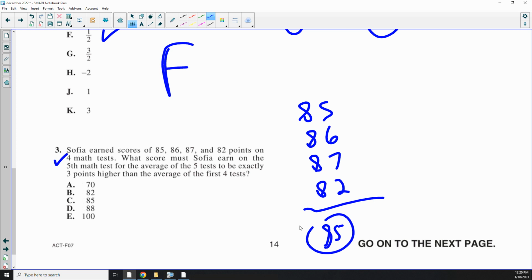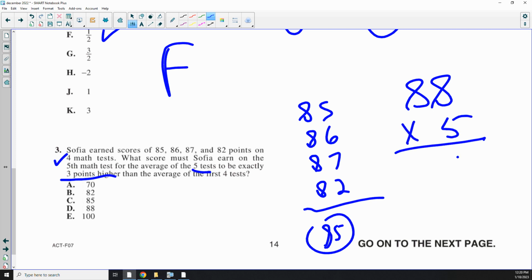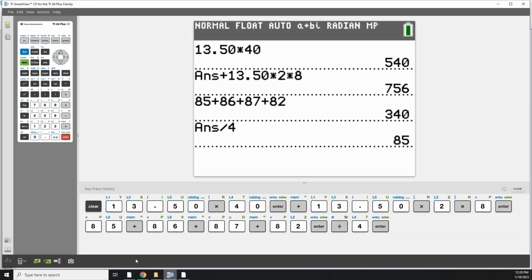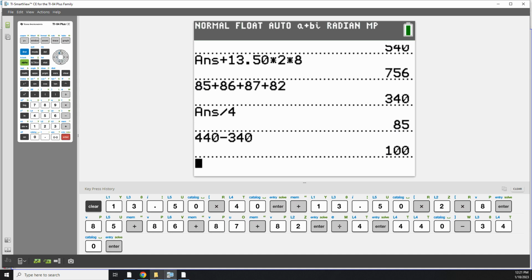But what do we want? We want our average to go up 3 points. So we don't want the 85. We want a what? Very good, an 88. And we want that over 5 tests. So you can times that by 5 to get a total of 440, and then subtract the total that you had before. So it'd be 440 minus 340, because 340 was your total for the first 4, and then you would get a number that's 100, right? So the answer is E, 100.